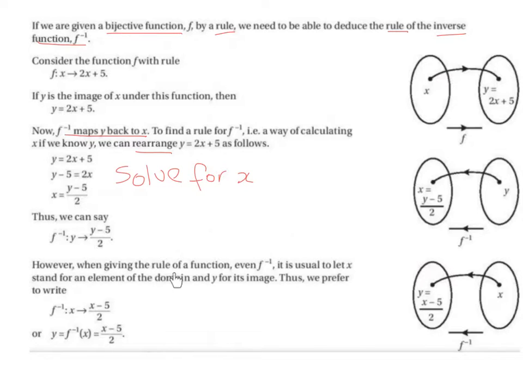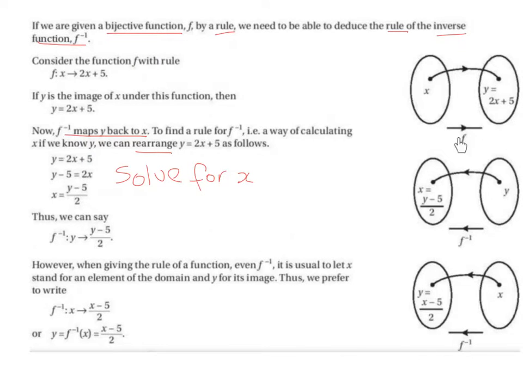However, when giving the rule of a function, even the inverse of f, it is usual to let x stand for an element of the domain and y for its image. Thus we prefer to write the inverse of f maps x to x minus 5 over 2, or y equals the inverse of f of x, equals x minus 5 over 2. So what's happened is we've swapped the y for an x and the other x for a y. If we have a look at it on our arrow diagram, or our mapping diagram, it might be a little bit easier to see.